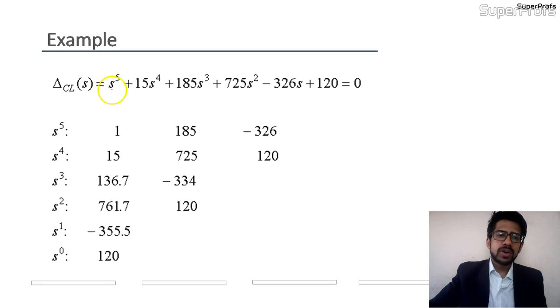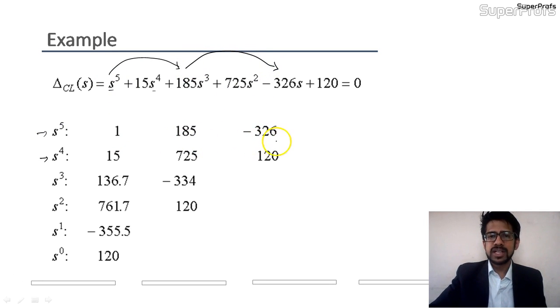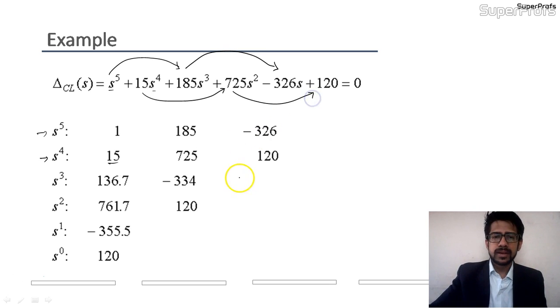Now, we will start from s raised to 5 and s raised to 4. First, we will write s raised to 5 and s raised to 4. We will write the first coefficient of s raised to 5 to be 1 and go on writing the alternate coefficients, which are 185 and minus 326. Then you have s raised to 4 and the coefficient is 15. Writing 15, then 725 and then 120. This is how you write down these elements.